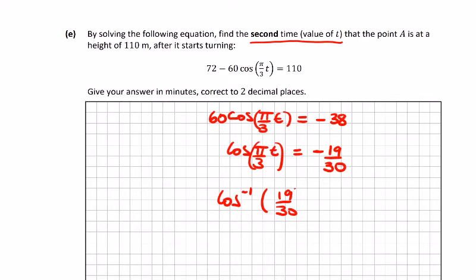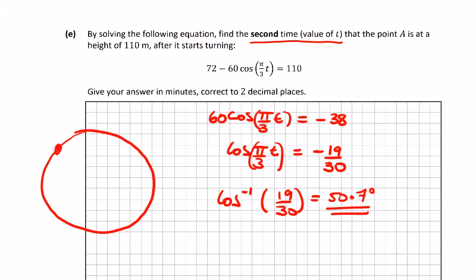I think it's the easiest way to look at it. And the inverse cos of 19 over 30 gives 50.7 degrees. So let's just have a look at our sketch again. I can do it here again, between this point and this point. So we said this was second 2, second 3, and second 4. Second 1 was here.